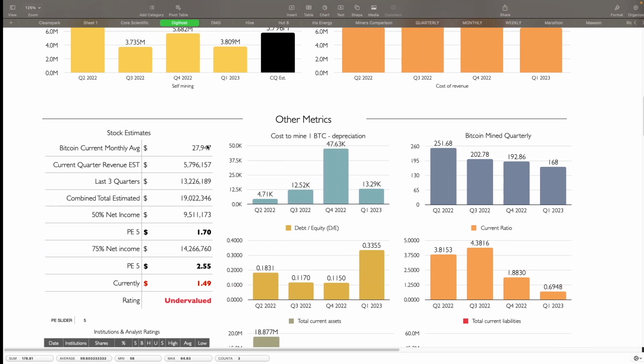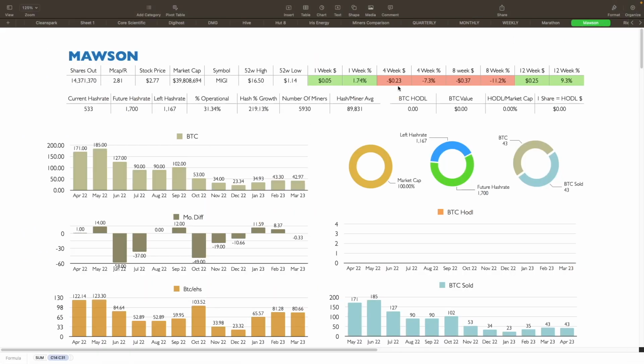Oop, not there. Where did I go here? And Mawson is right here. I've also updated my spreadsheet for them to the new layout, the dashboard style, and we'll go over this when they actually provide the Q4 numbers. But in here, we're just going to look at shares outstanding, which is 14.3 million roughly, as provided by Microsoft Excel. Market cap is about 39 million. Stock price is at $2.77.